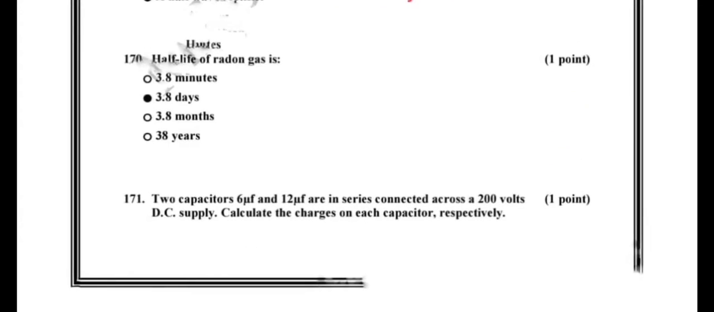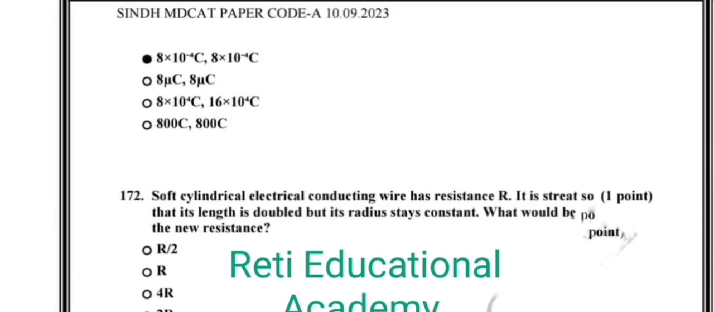Question number 171. Two capacitors, 6 µF and 12 µF, are connected in series across a 200 volts DC supply. Calculate the charge on each capacitor respectively. And the correct option is A.